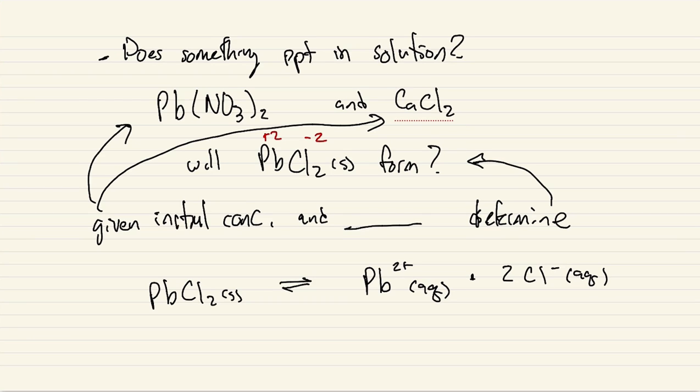We want to say, if we mix a certain amount of these two together, does this precipitate? If this precipitates, that means the equilibrium shifts in which direction? To the left, right? It shifts to the left for the precipitate to form. So if you're given some initial concentrations, what else do you need to be able to determine which way the equilibrium will shift?